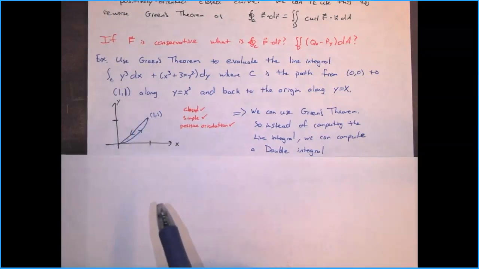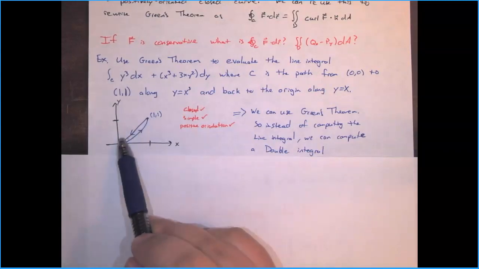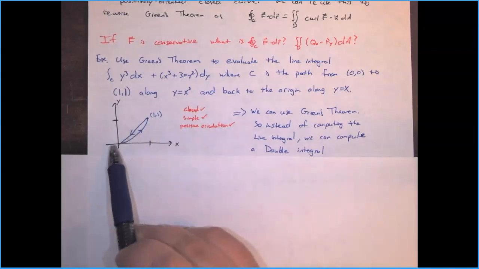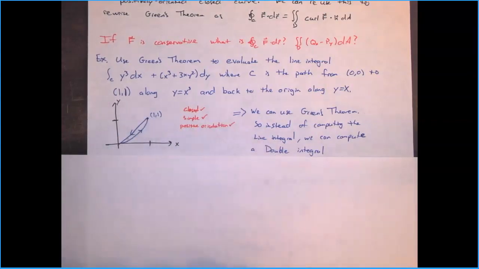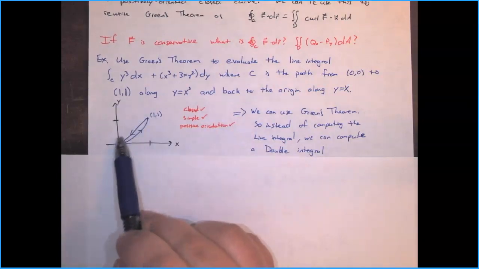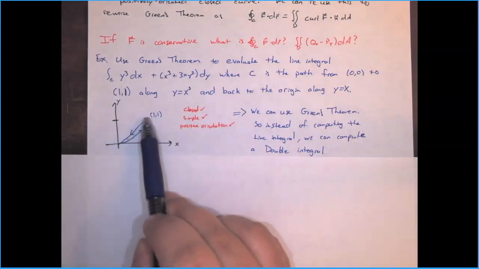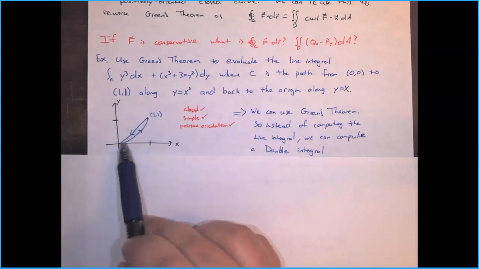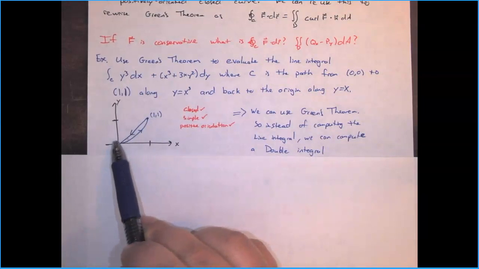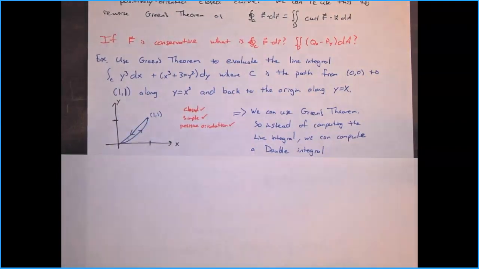It's simple. It doesn't intersect itself, except at the starting point and ending point, which is fine. It's still a loop. It's piecewise smooth. X cubed is smooth. X is smooth. And then we just have these 2 points where it's not differentiable, but that's okay. We're allowed to have that. And it's positively oriented. I'm going around this curve counterclockwise. So it fulfills all the hypotheses of Green's theorem.